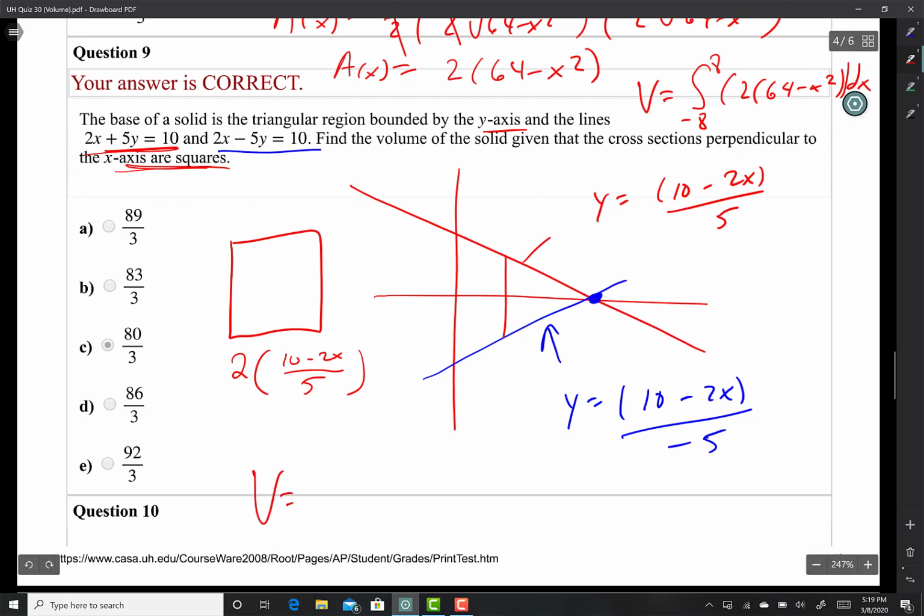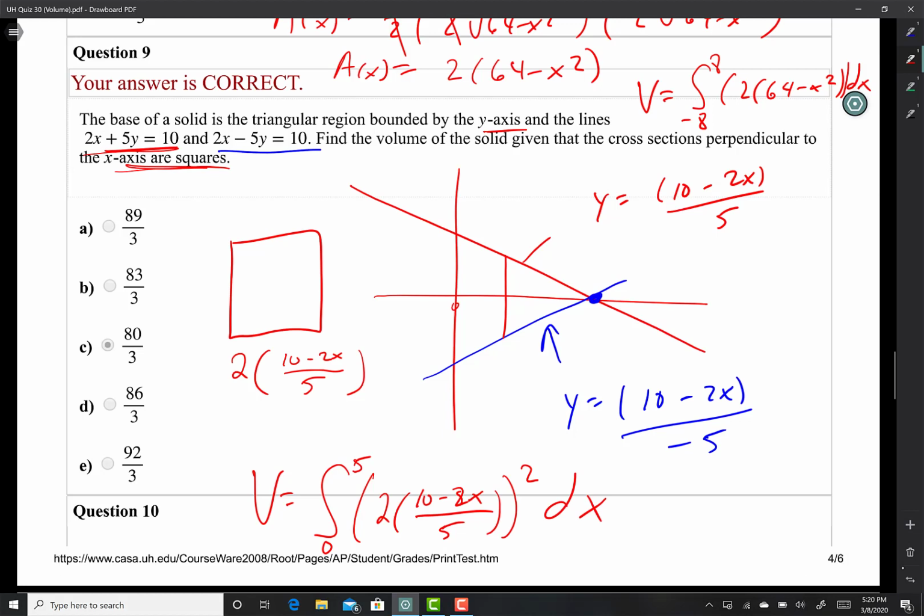So my volume is the integral from 0. And I do got to figure out where they touch the x-axis. So let's see, what makes the y value 0? It looks like it's 5. 2 times 5 is 10. 10 minus 10 is 0. So from 0 to 5. And I can put the 2 on the outside, or I can leave it on the inside. No, don't put the 2 on the outside, unless you put 4. 2 parentheses 10 minus 2x over 5 close, squared, because it's a square.